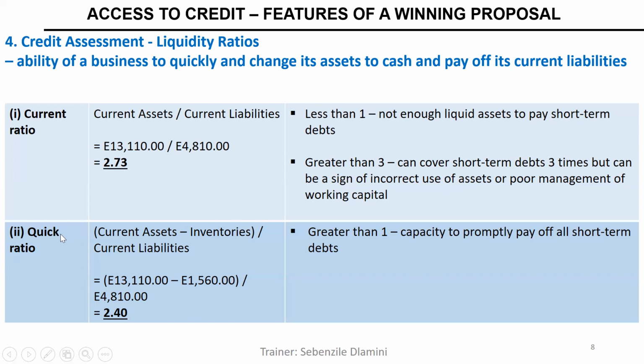The second liquidity ratio is the quick ratio. You get this by dividing the difference between current assets and inventories with current liabilities. The ratio in this case is 2.4. When the ratio is greater than 1, it means that the business has capacity to promptly pay off all short-term debts.